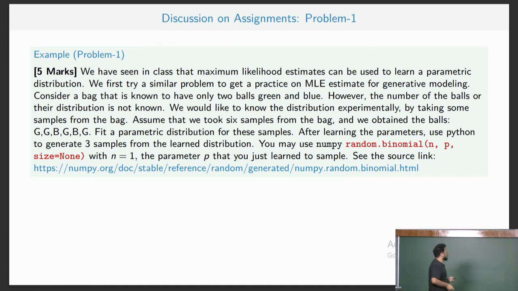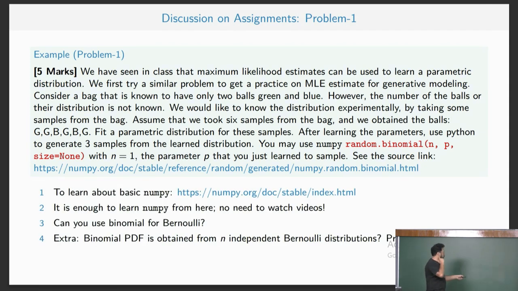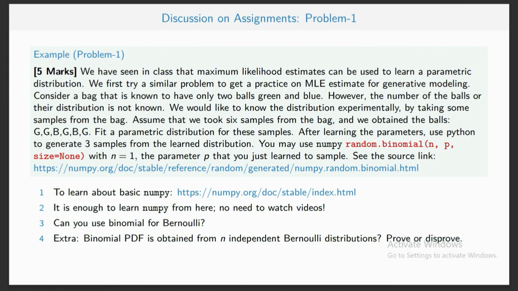You may learn about NumPy from the doc here. This is very easy to learn. For the very basics about NumPy, you can go and check this doc. As I said, you can use Bernoulli as binomial with n equals 1, and as a maths problem, you can think of proving this result, that the binomial PDF can be obtained via independent Bernoullis. That's something you may try by yourself. This is indeed true: if you multiply independent Bernoullis, you get the PDF of the binomial. That's easy to prove.